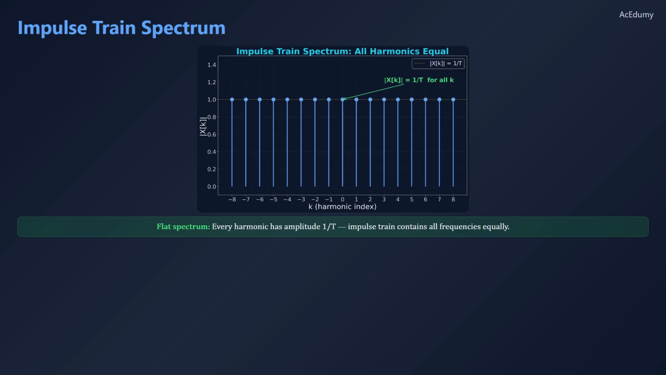Let's visualize this remarkable result. Plotting the magnitude of x sub k versus k, we get a perfectly flat spectrum. Every harmonic from minus infinity to plus infinity has the exact same amplitude, 1 over T. This is why the impulse train is so fundamental in signal processing. It contains all frequencies with equal strength. No other periodic signal has this flat spectrum property.